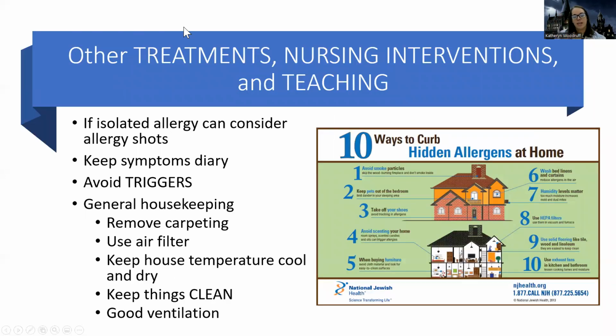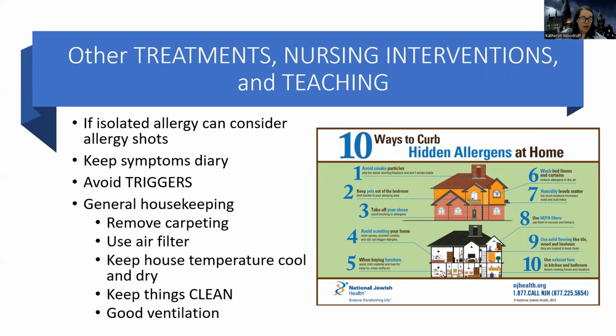So other treatments and things that we can do for allergic rhinitis, we can do things like those allergy shots like we brought up before, if it's an isolated allergy, keeping the symptoms diary and avoiding triggers, and then doing things to generally keep my house clean, things like removing carpeting, because carpet can hold on to more particles than other things can, so we definitely want to keep an eye on that.